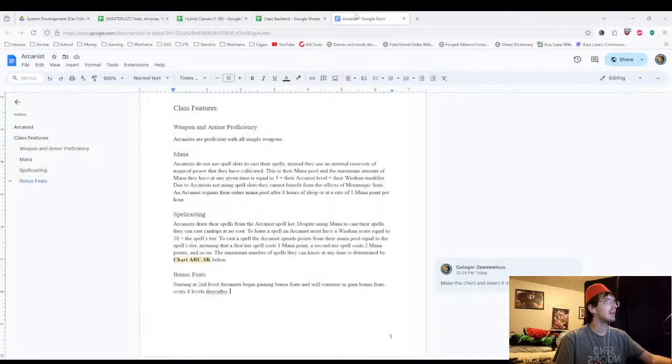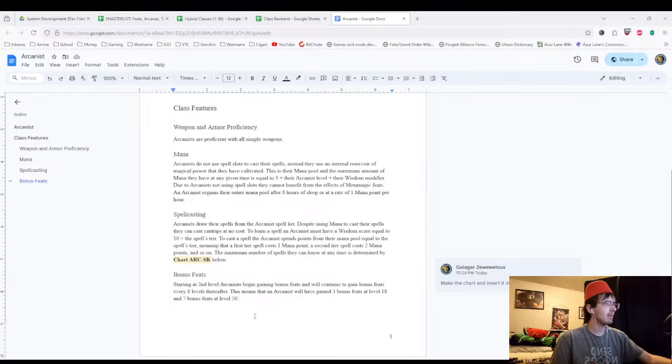I can close this now. 3 at level 18, and 7 bonus feats at level 50. Perfect. Bonus feats are always really cut and dry, so there's no need to elucidate that too much.